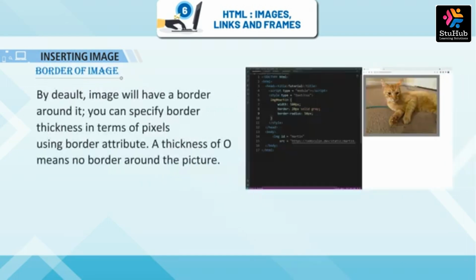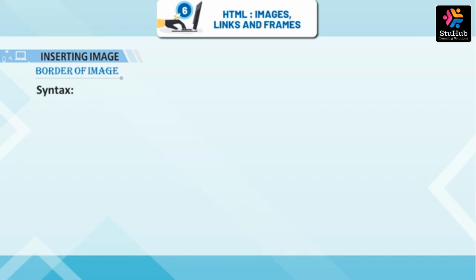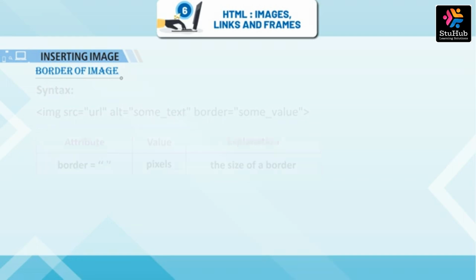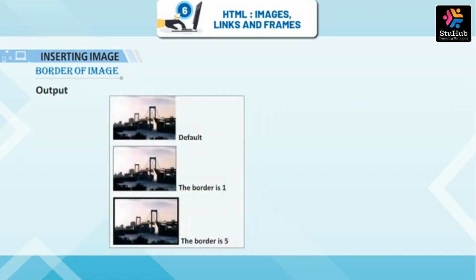Border of image. By default, an image will have a border around it. You can specify border thickness in terms of pixels using the border attribute. A thickness of 0 means no border around the picture. Syntax: img src equals URL, alt equals some_text, border equals some_value. Attribute border equals value pixels explains the size of the border. Code example. Output.